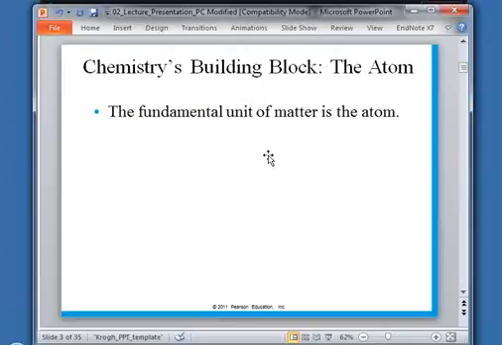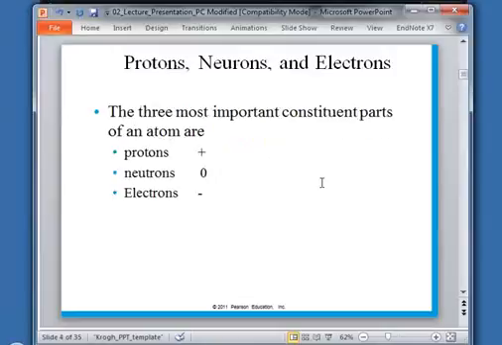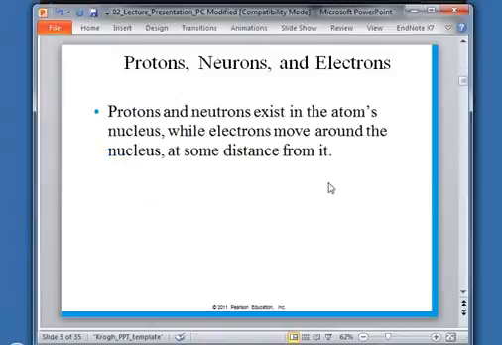And atoms are the fundamental unit of matter. They are obviously very, very small, and they have three important parts: protons, which have a positive charge, neutrons, which have no charge, and electrons, which have a negative charge. Protons exist in the atom's nucleus, as neutrons do as well, but electrons move around the nucleus at some distance from it.